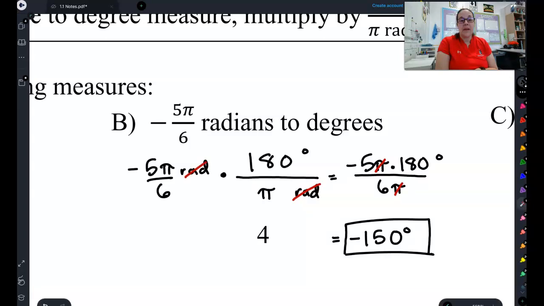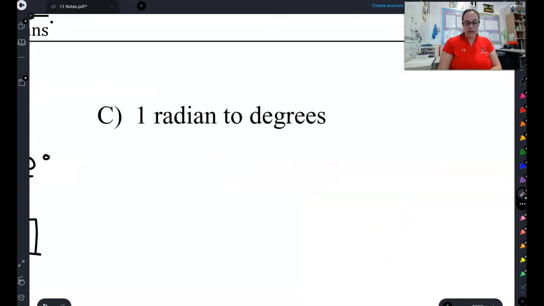Let's check your work. So I multiplied by 180 over pi radians this time because I wanted my radians to cancel out and I wanted to be left with degrees. Then I multiplied across, negative 5 pi times 180 on top, 6 times pi on bottom. Degrees is all that I have left. I noticed that I had a pi on top and bottom that would cancel. That helps me out a little bit with simplifying. And then I just had to do negative 5 times 180 divided by 6 to give me my answer of negative 150.